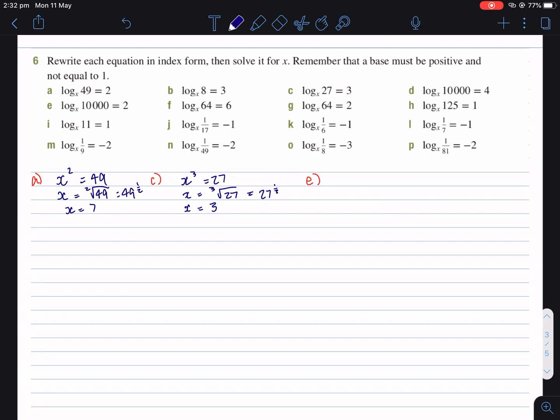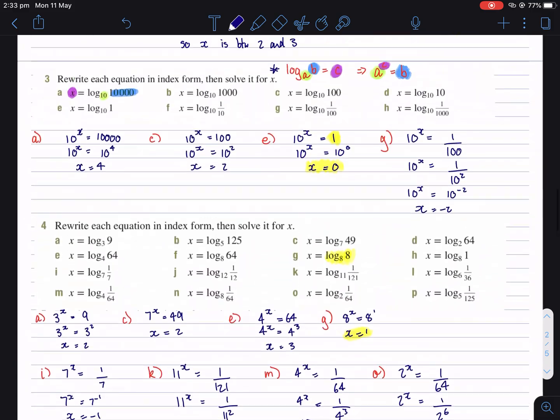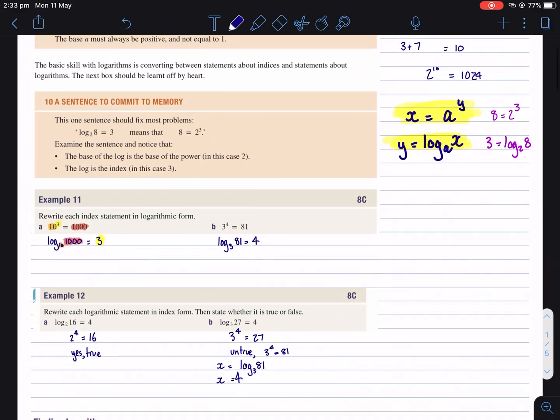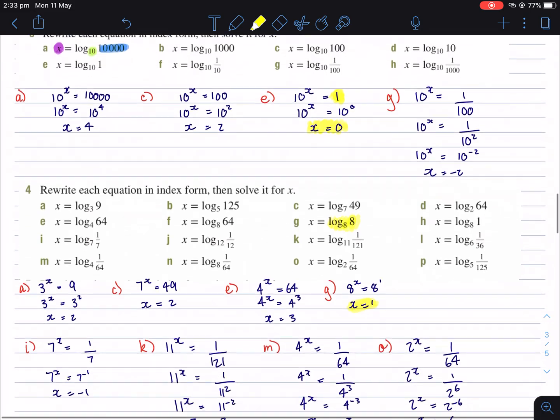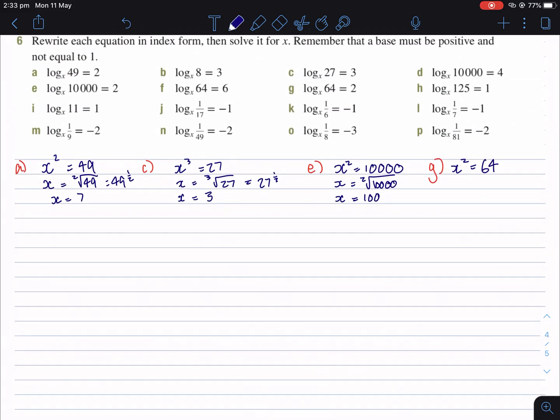Now we've got x squared equals 10,000. So x equals the square root of 10,000. So x is 100. FG. So here x squared equals 64. So when I go these, it's always the same as, you might actually want to write this at the top of every page to remember what goes where when you do a problem. It's a very good one. So x is the square root of 64, so x equals positive 8.